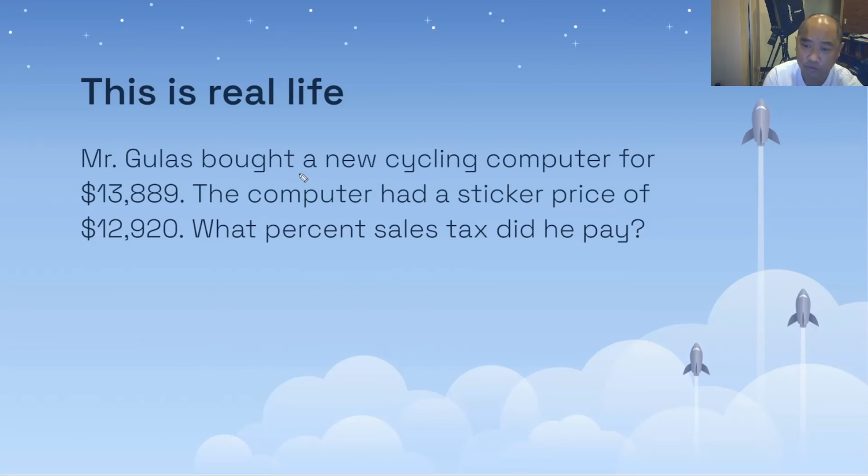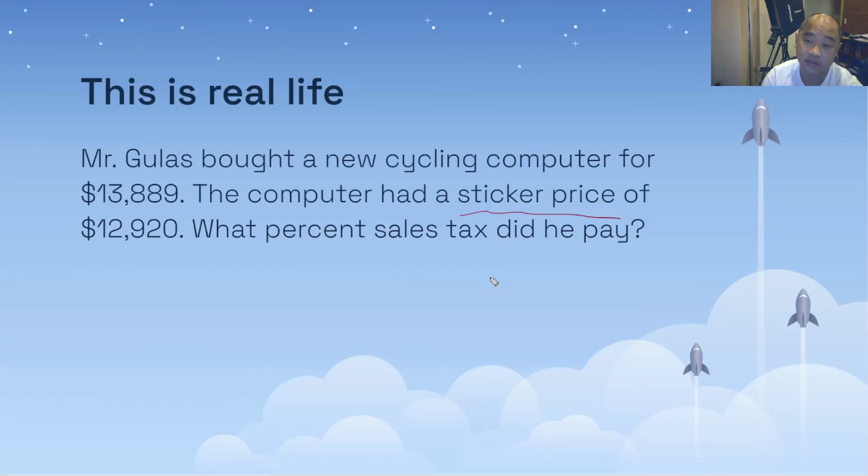Okay, so here's another example. Mr. Gulas bought a new cycling computer for $13,889. The computer had a sticker price of $12,920. Sticker price is something that you don't really see here in Taiwan because the sticker price is the total price here. But let me explain what this means.